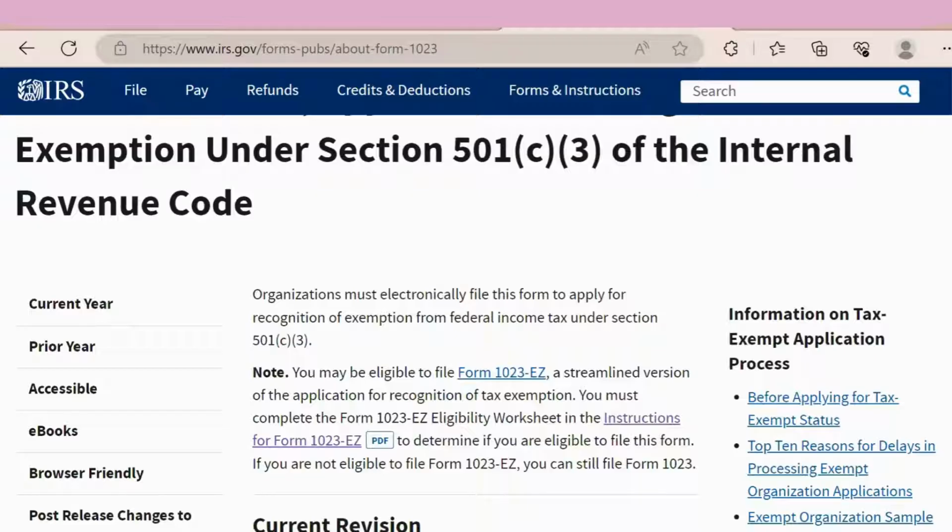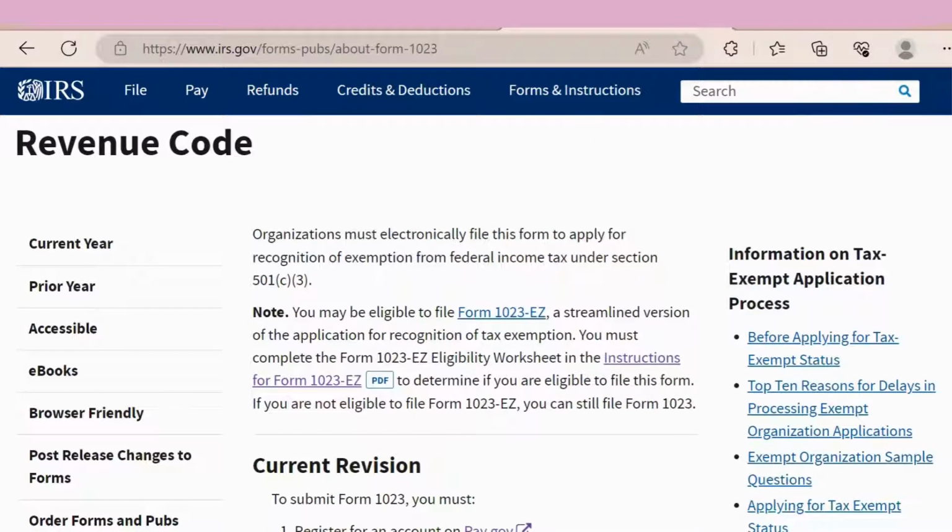Note, you may be eligible to file Form 1023 Easy, which is a streamlined version of the application for recognition of tax exemption. You must complete Form 1023 Easy's eligibility worksheet and the instructions for 1023 Easy to determine if you are eligible to file this form. If you are not eligible to file 1023 Easy, you can still file Form 1023. So let's click the section that says Instructions for the 1023 Easy.